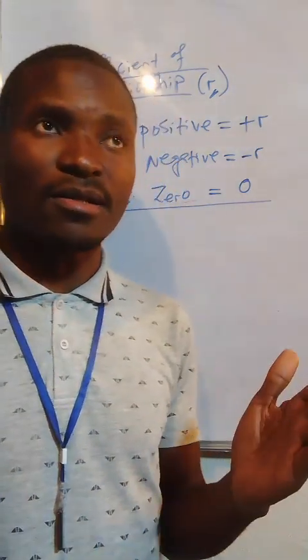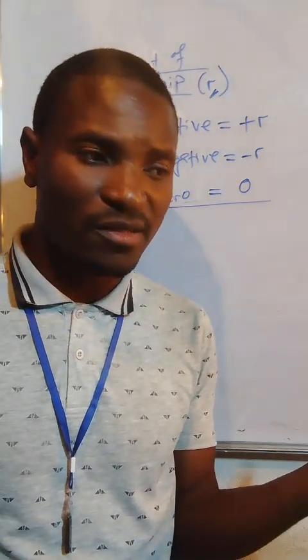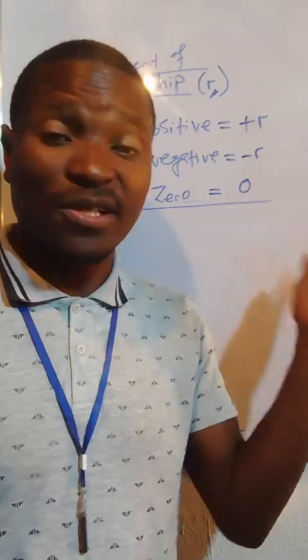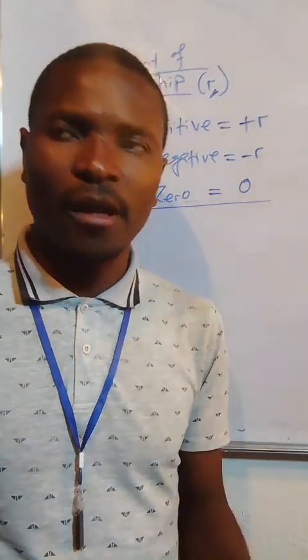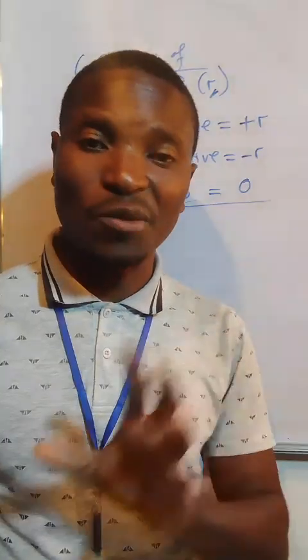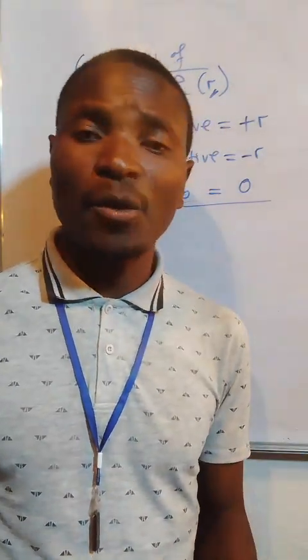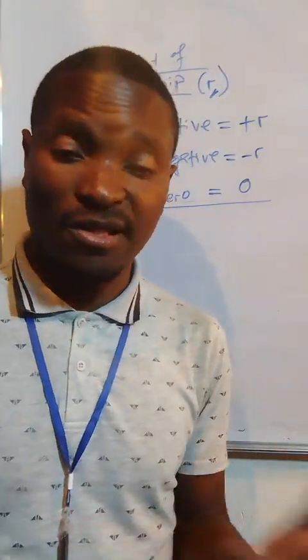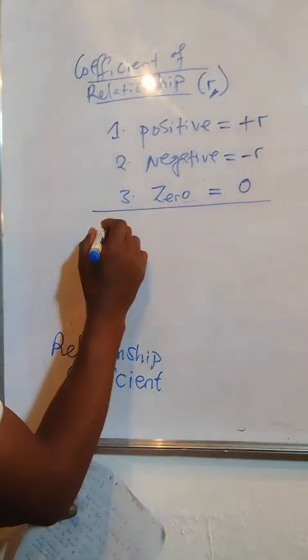Now, mostly correlational research is non-experimental. It is normally done on things that we cannot actually experiment on, but based on the previous research that has been done, we can actually do something. For instance, I'll give an example.